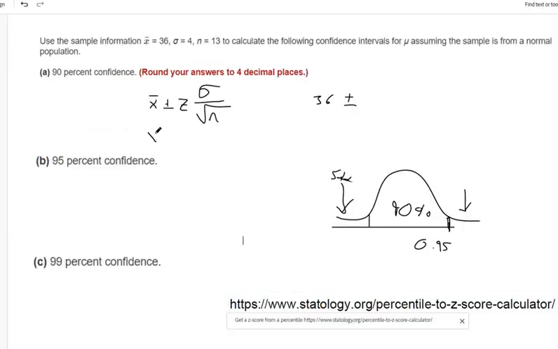So I'll use the rounded 1.6. Oh, sorry, I'm writing it over here. 1.645. And the standard deviation is 4, sample size is 13, so there. Now we have everything plugged in.